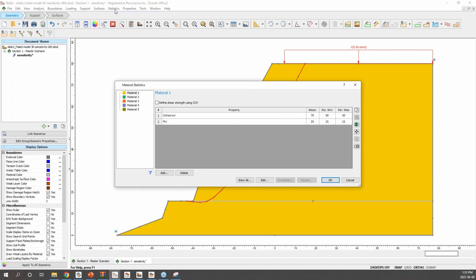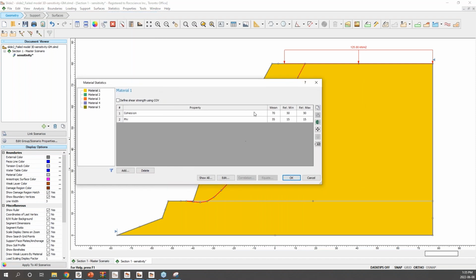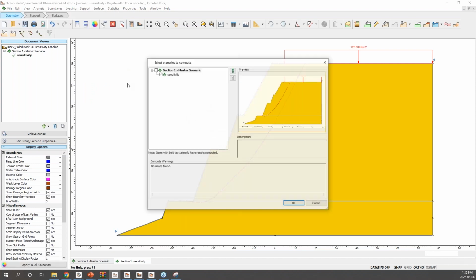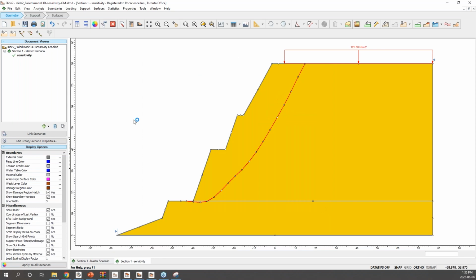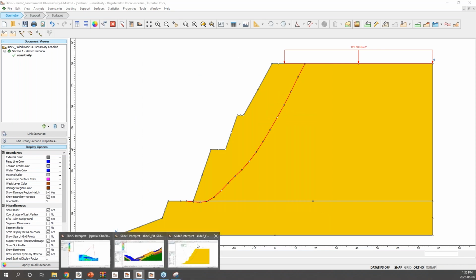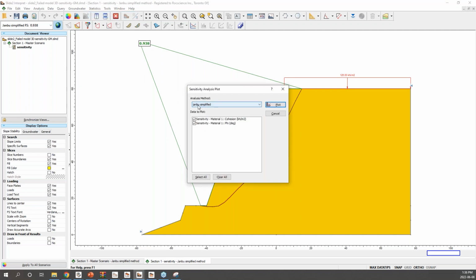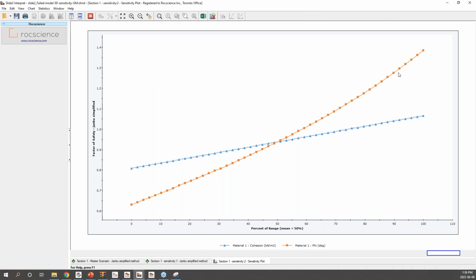And if you go to statistics, materials now, you can also notice that for sensitivity, your distribution option is gone because it has to be uniform. Okay, and now I will compute this one. Okay, and now the only statistics plot available to us is the sensitivity plot. So I'm going to plot the factor of safety for both of them. And this, of course, looks very different from our scatter plot from before.